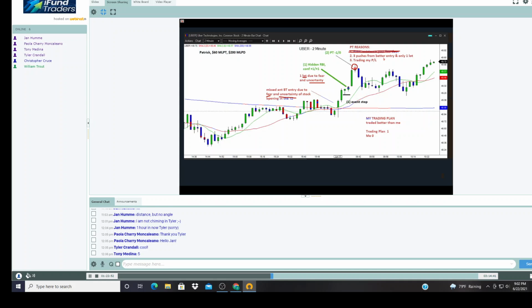Okay, this is out. 3 pushes from better entry and only 1 lot. Okay, 3 or even 2. Yeah, 2 or 3 it depends a little bit. But I do like that you write that, because look, this is the better entry from here. So then we have 1 push up here, okay? And this one we could count probably as 2 bars, 2 pushes, okay? So definitely a great profit take here.